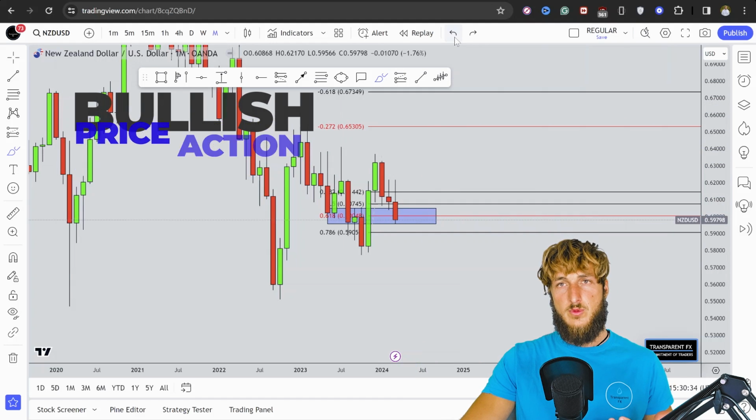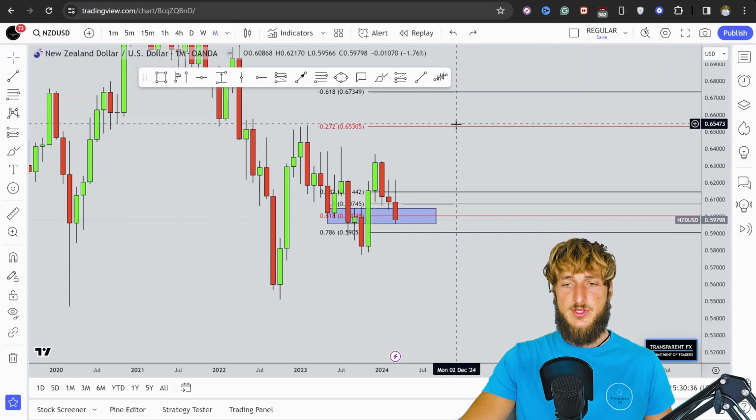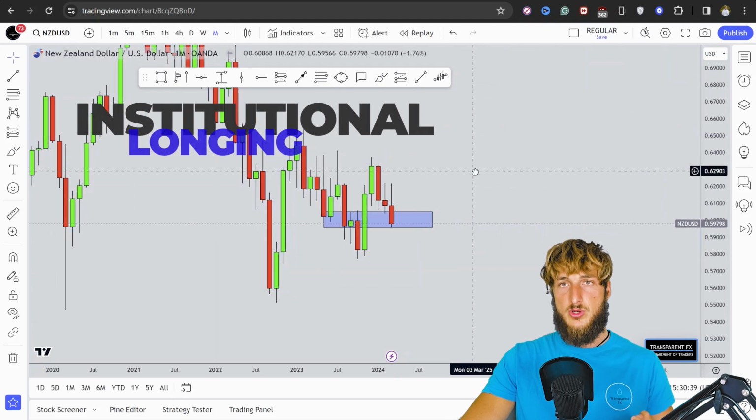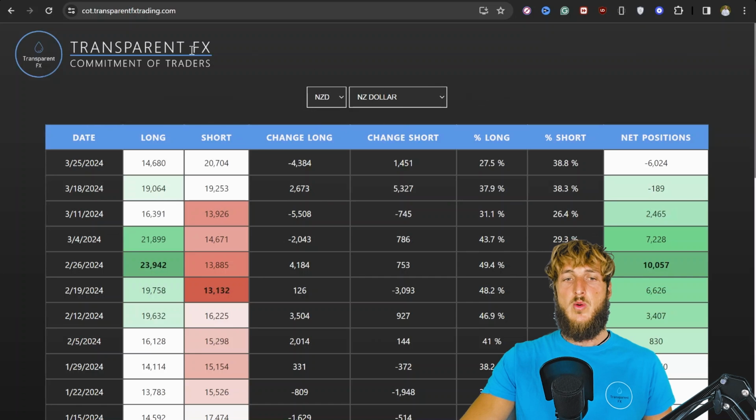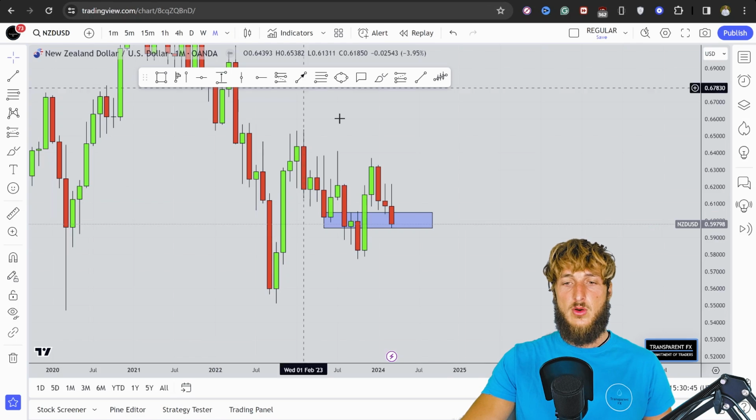And when you have confluence of support, there is increased probability of getting institutional longing. And we will be speaking about institutional longing later on when we move once again to the order flow.